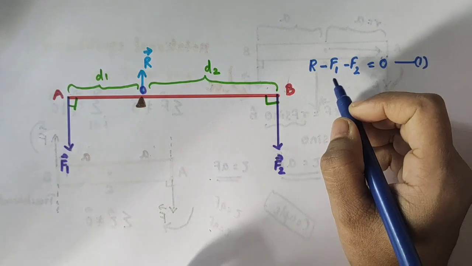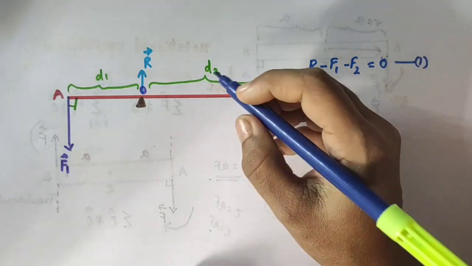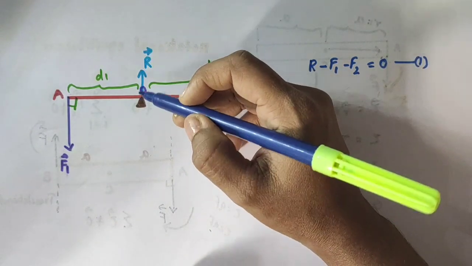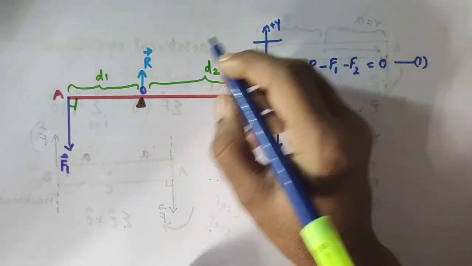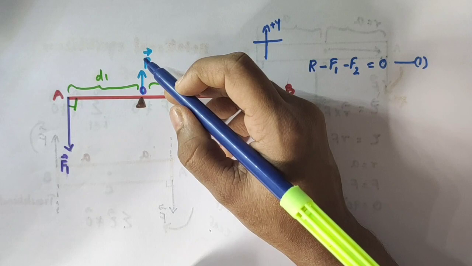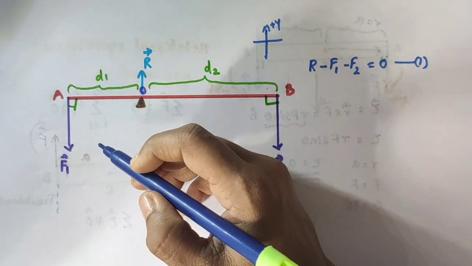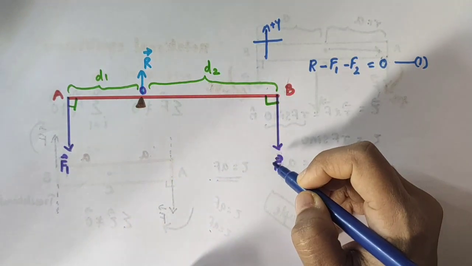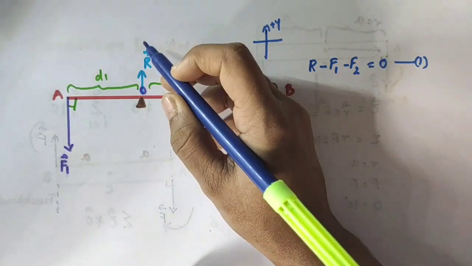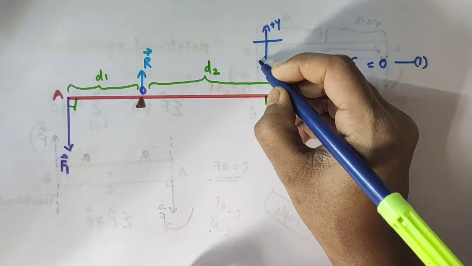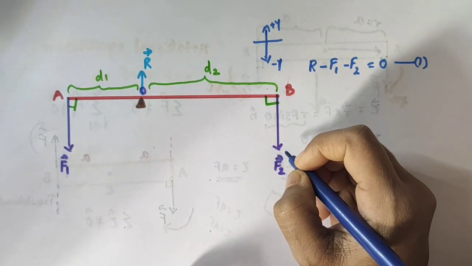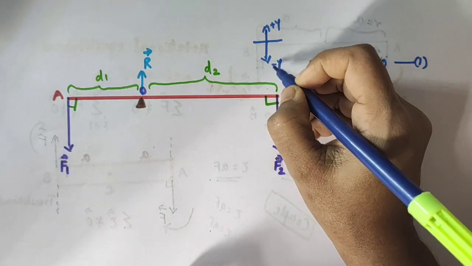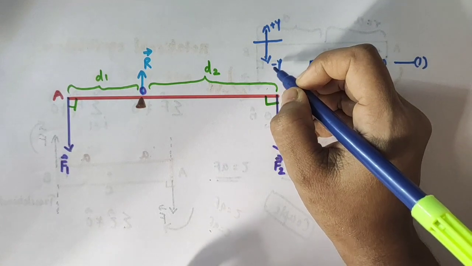How could we write like this? There is a reaction force in the upward direction, that is along the positive y direction, and there are two other forces, F1 and F2, in the downward direction, that is along the negative y-axis.